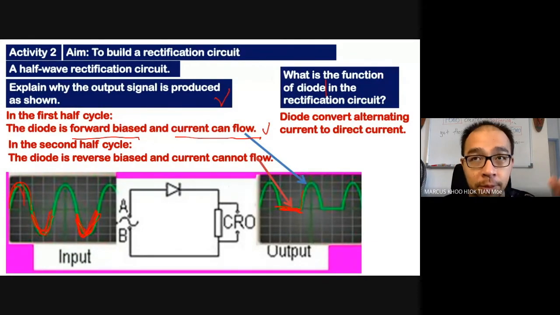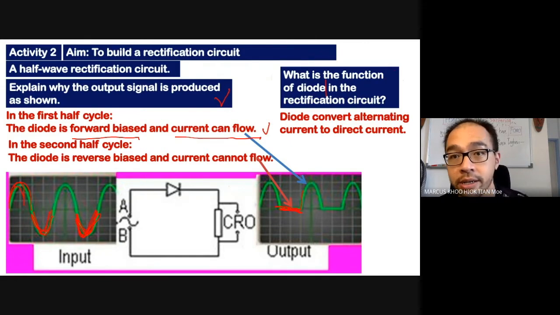I just want to remind you that compared to the first subtopic, this subtopic is actually very simple. You just have to keep things as simple as you can. The function of the diode in a normal situation is to allow current to flow in one direction only. But in the rectification circuit, it converts alternating current to direct current because of that original function. So this is a half-wave rectification circuit.